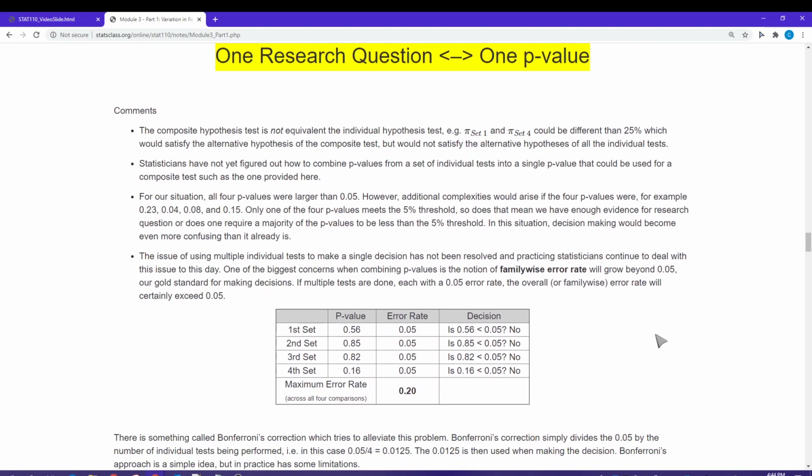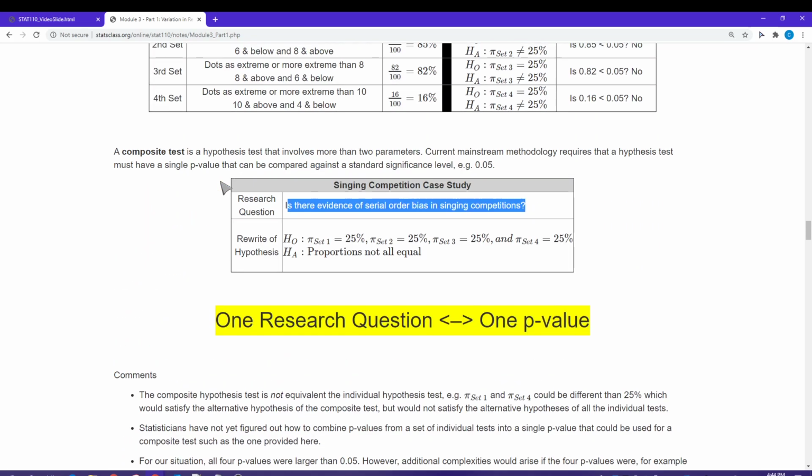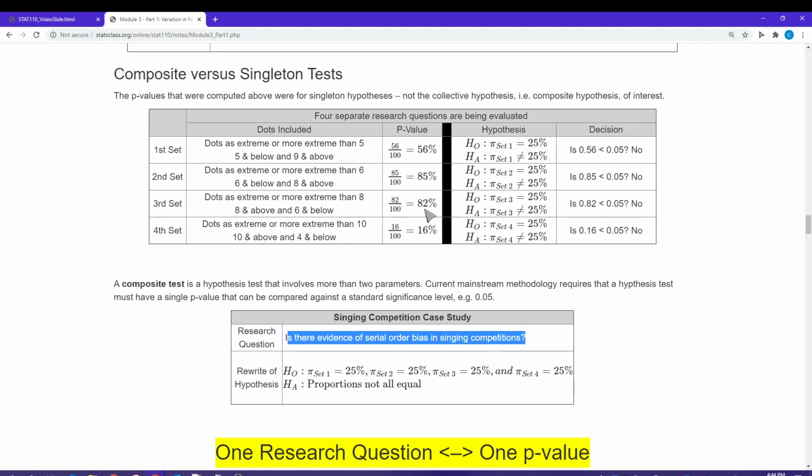Okay, so some general comments here about that. Composite tests are not equivalent to individual tests. Statisticians have not figured out how to convert an individual test into a composite test. In other words, we have no idea how to combine these 4 p-values into a single p-value. Believe me, many have tried. Things like computing an average don't work very well.